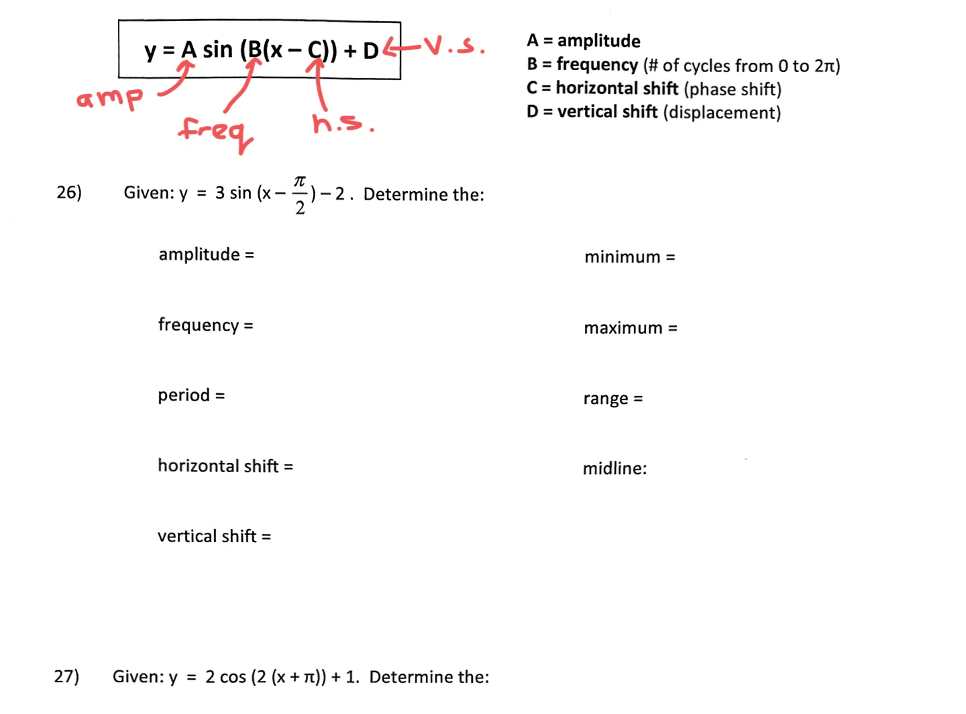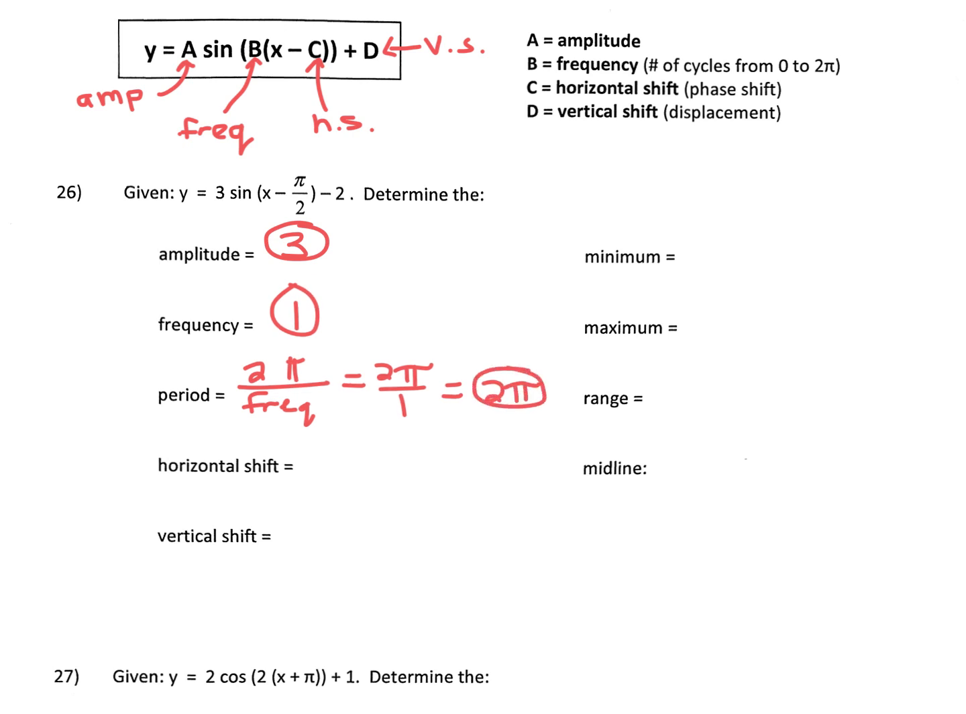All right, so the amplitude is this number right here in front, which is 3. The frequency is the number in front of the x, which in this case is a 1. Now the period we don't actually get by looking at the equation, but we know the period is equal to 2 pi over the frequency. So 2 pi over 1, which is just 2 pi. Let's get rid of that 1 on the bottom.